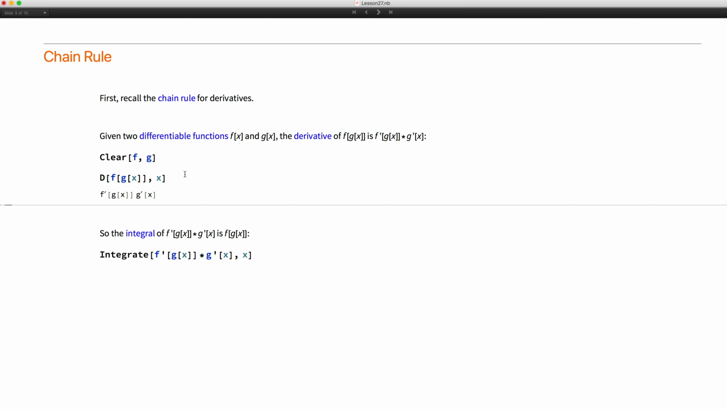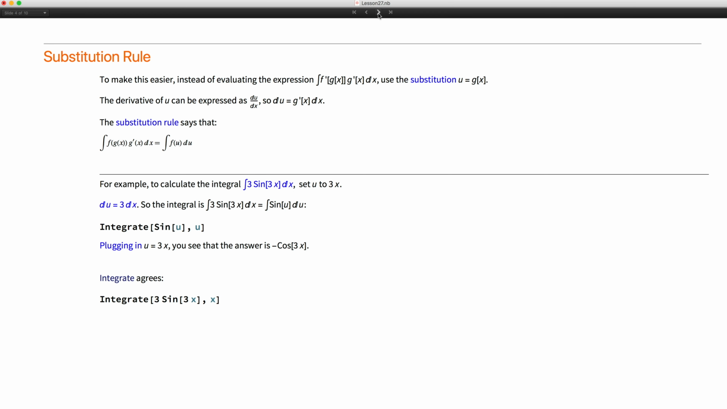Now, of course, every time you have a rule for derivatives like this one, you have a rule for integration. So that says that the integral of f prime of g of x times g prime of x is f of g of x. And that is the basis for the substitution rule. So let's go a little deeper and talk about the substitution rule.